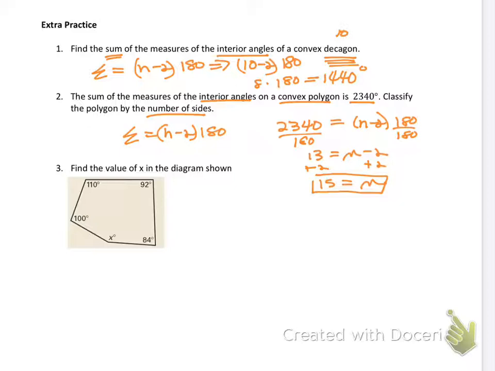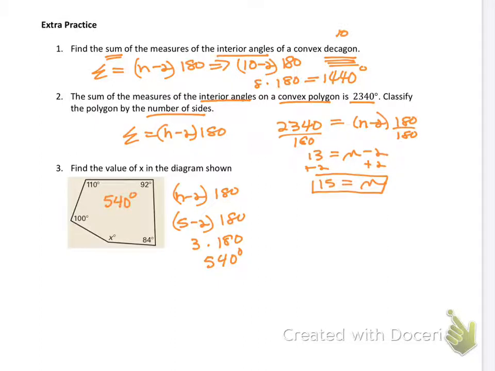Find the value of x in the diagram shown. You have to think about this for a second. I see I have 1, 2, 3, 4, 5 angles, which means I have 5 sides. What is the sum of the polygon's interior angles here? I'm going to say n minus 2 times 180, and I had 5 for my n. 5 minus 2 times 180, so that's 3 times 180, and 3 times 180 is 540 degrees. So I have to have 540 degrees inside here.